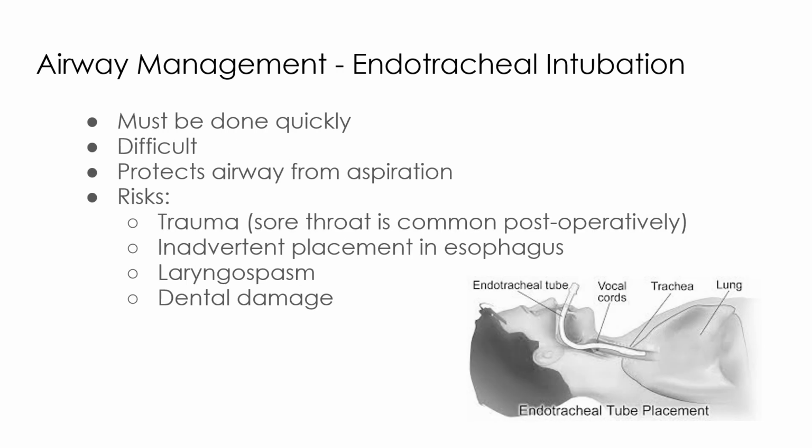Endotracheal intubation must be done quickly, and it's very difficult. It protects the airway from aspiration. There are risks involved, which include trauma, so a sore throat is common for post-op patients. Inadvertent placement in the esophagus could also occur. Laryngospasms could occur, which is a sudden and/or involuntary spasm of the vocal cords that can temporarily block the airway as the vocal cords contract and close. And lastly, there's the risk of dental damage.